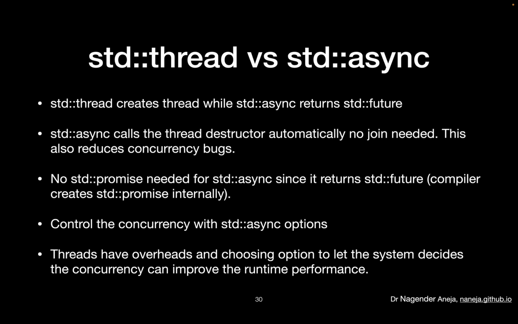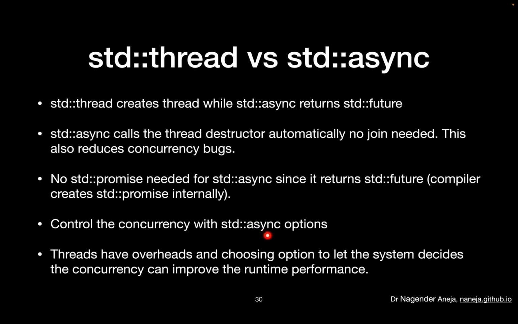Okay, so no std::promise is needed for std::async, since it returns the std::future. The compiler creates the std::promise internally. And we can control the concurrency with std::async options. There are different options in std::async; we'll see on the next slide what those options are. We can control whether we really want concurrency or not. It's just an option. We don't have to change the entire program in case we don't want a particular part to be concurrent.